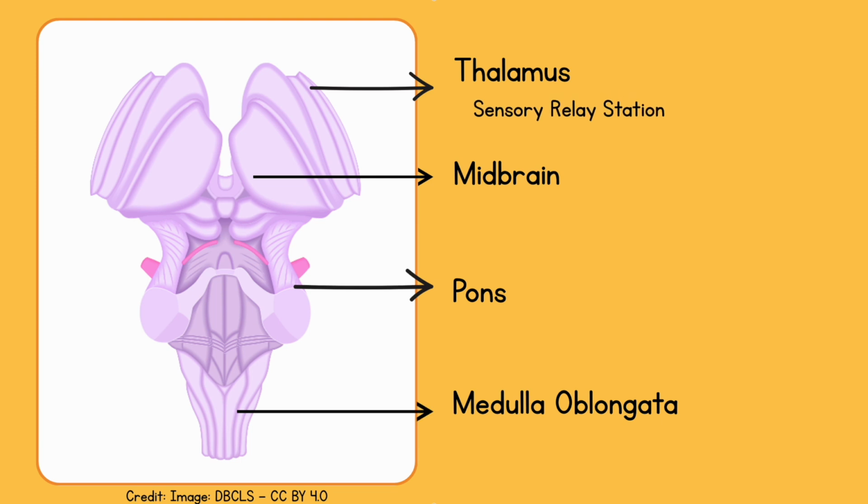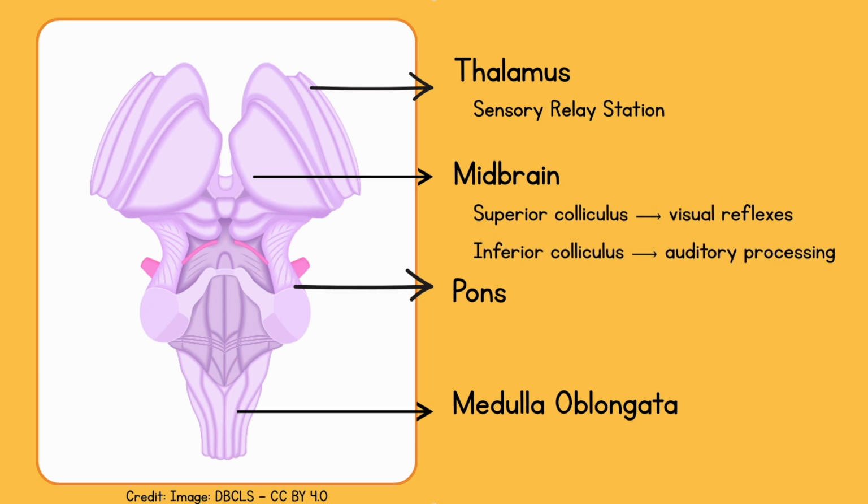The thalamus is the sensory relay station. This is where sensory information stops to be relayed to a specific area in the brain to be processed. So it's kind of like a pit stop. For example, visual information is going to come in from the optic nerve, from the eyes. It's going to stop at the thalamus, and the thalamus will redirect that information to the primary visual cortex in the occipital lobe.